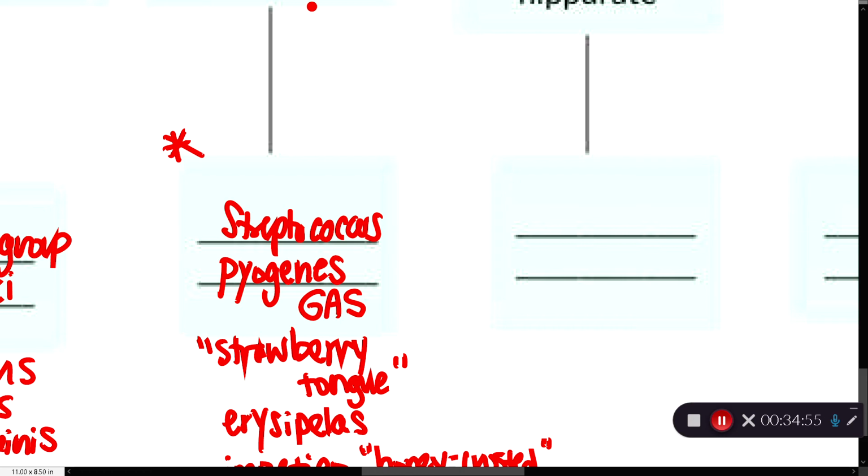It also has a hyaluronic acid capsule, which is a big deal because those of you who might have had A&P before, you might remember that our bodies have hyaluronic acid in them. So it's a great way for it to camouflage and evade our host immune system. It's also got a very, very prominent virulence factor called M protein. It's going to cause a lot of issues for us, which we'll get to a little later. Okay.